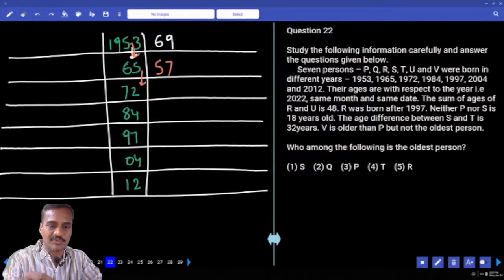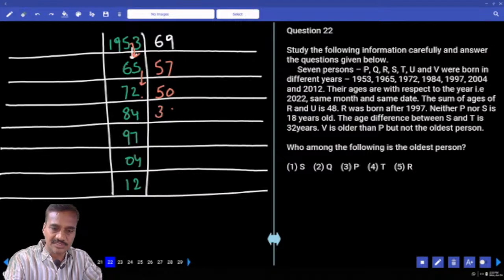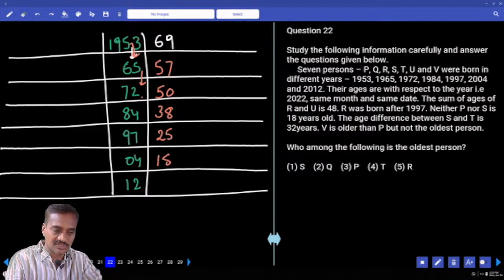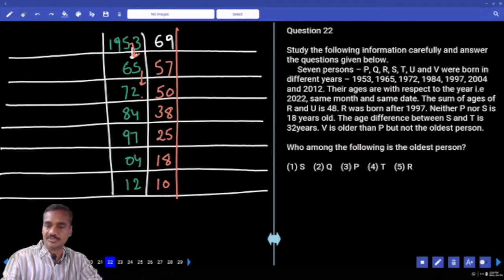Then 65 plus 7, minus 7 is 50. And here plus 12, minus 12 is so much? 38. Next one 84 plus 13, minus 13 is so much? 25. Then 97 plus 7, minus 7, that is 18. And finally plus 8, minus 8, 10 years. Now these are the ages of these persons.